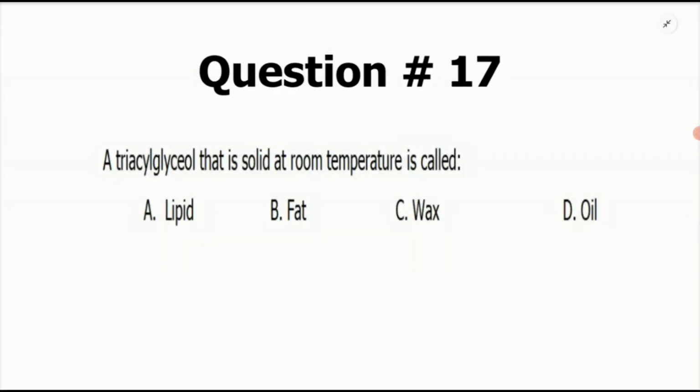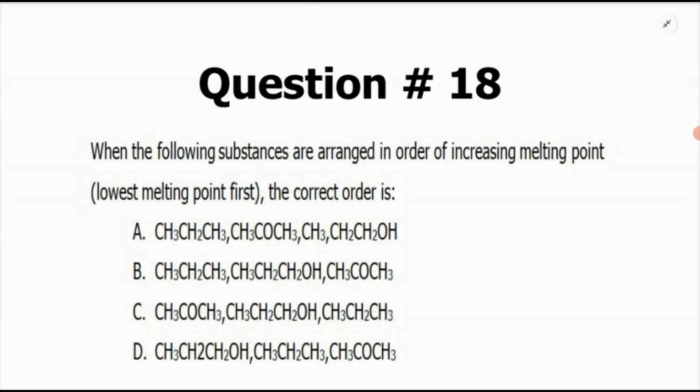Question number 17. A triacyl glycerol that is solid at room temperature is called A, lipid, B, fat, C, wax, D, oil. When the following substances are arranged in order of increasing melting point, meaning from the lowest melting point to the highest melting point, which one is the correct order? Is it A, B, C, or D?